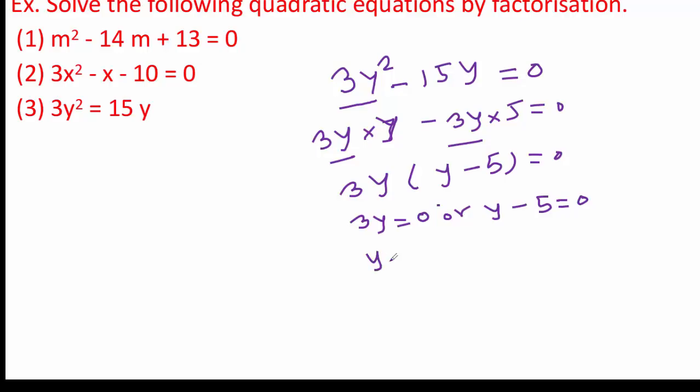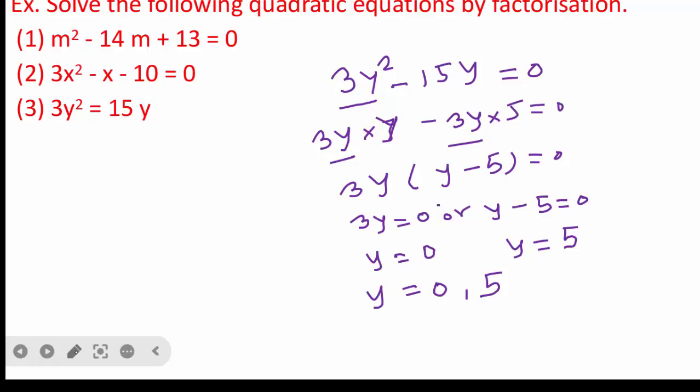Therefore y equal to 0 by 3, that is 0, as 3 is transferred to the right hand side. And y minus 5 equal to 0, when 5 is transferred to the right hand side, it becomes plus 5. Therefore the solution of this equation is y equal to 0 or 5. This is the solution of this quadratic equation.